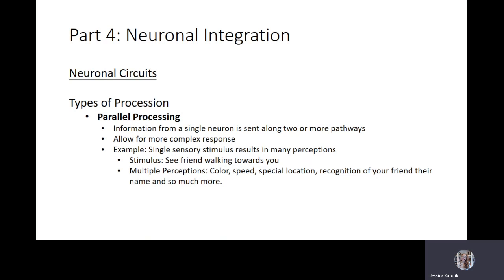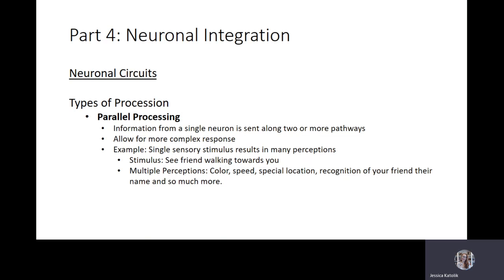And so one part of the brain is going to process the color of your friend's shirt that they're wearing today, how fast they're walking or running, how quickly they are coming towards you, their spatial location, are they walking on the sidewalk or in the middle of the street, or how far away they are from you. Another set of circuits is going to help you recognize your friend's face, how they walk, their name, and those sorts of things.